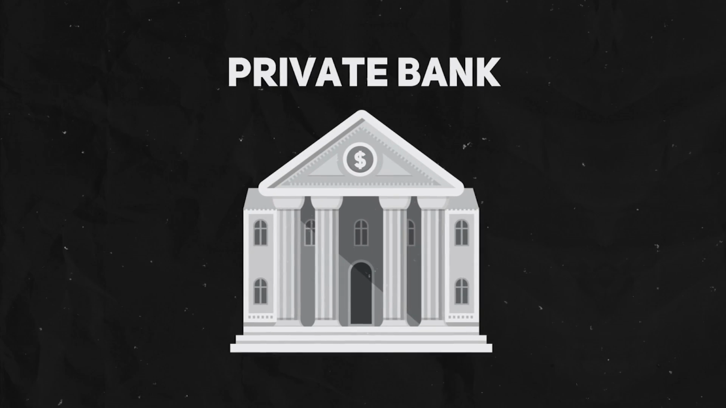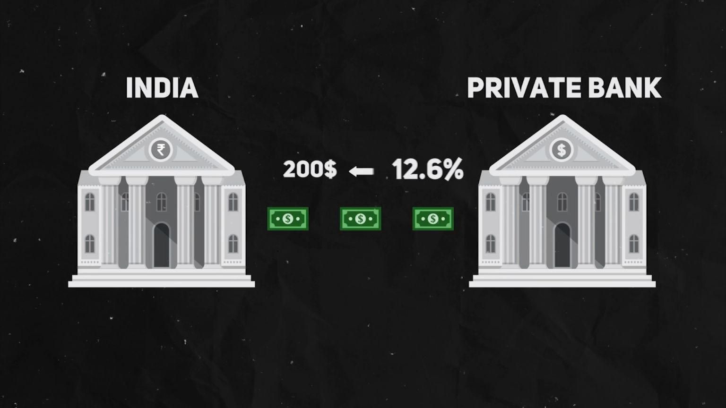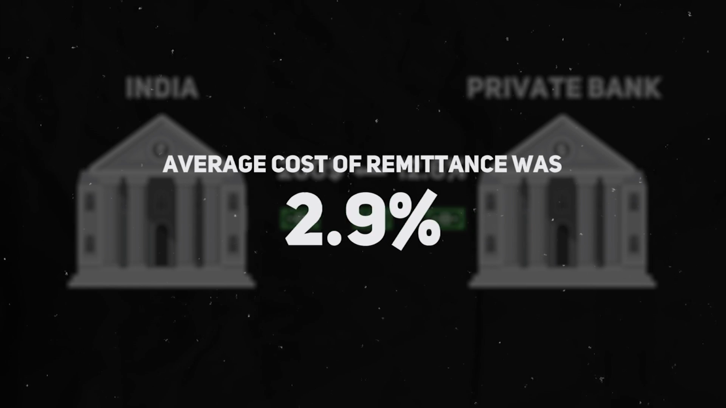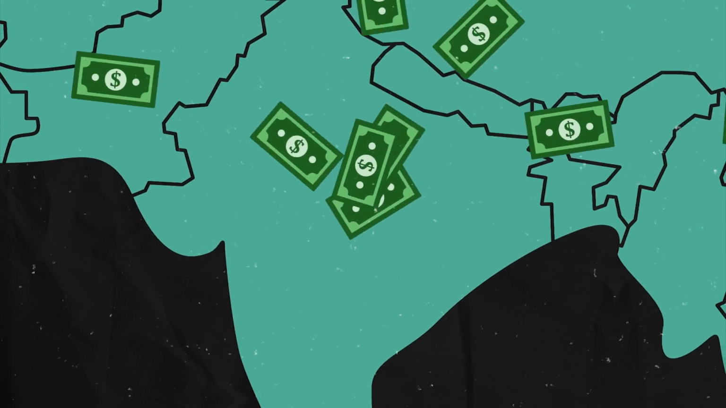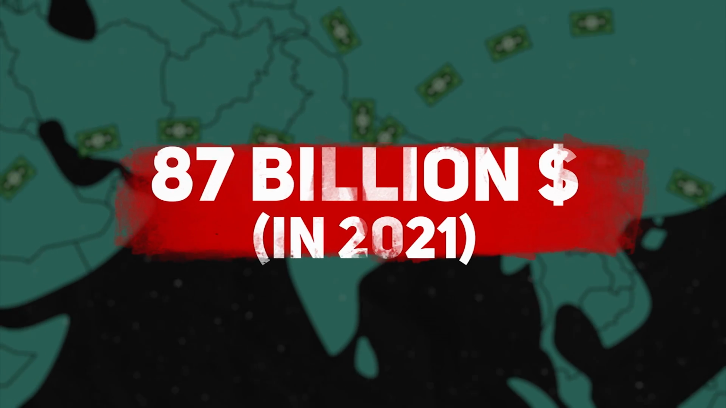Fourth, as per a Reserve Bank of India survey, the private sector bank charges on money transfers can go up to 12.6% for transfers to India under $200, whereas the average cost of remittance was 2.9% of the total amount being sent. And guess what? As per the World Bank, India is the world's largest recipient of remittance, with remittance figures reaching $87 billion in 2021. Therefore, cross-border transactions form a critical area of focus to introduce more cost-effective, easier and faster modes of payments.